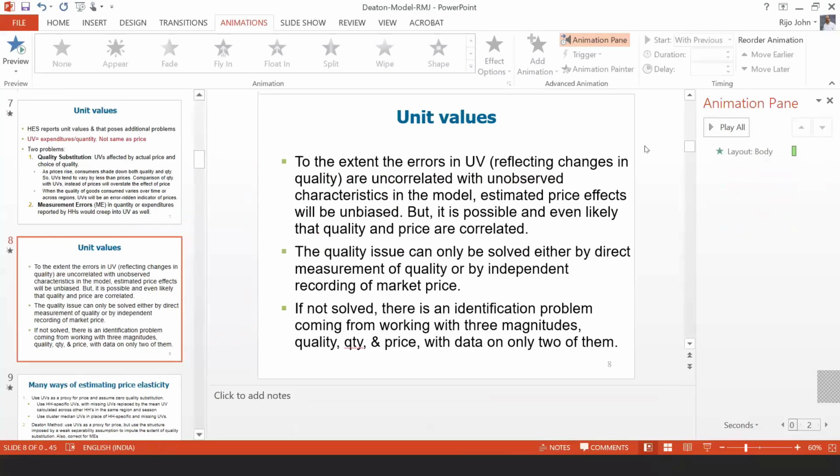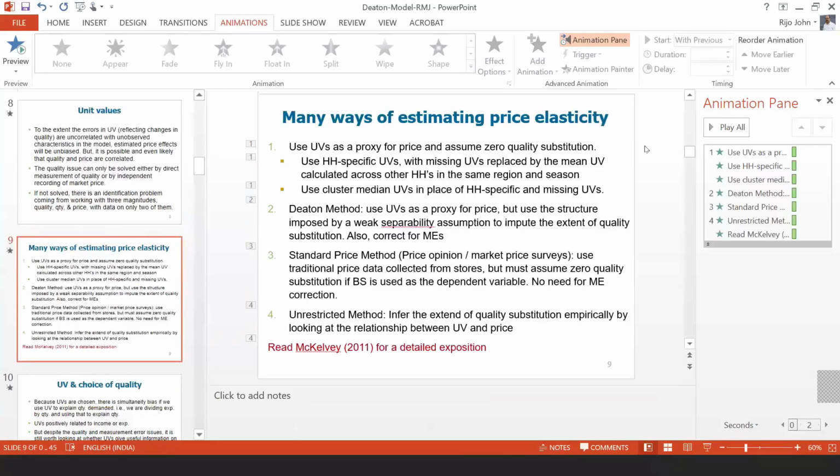So how has the literature treated unit values in the past? There have been various ways unit value has been used to estimate price elasticity in the past. One, the old studies used to straight away use unit values as proxy for prices, and they simply assumed there is no quality substitution.